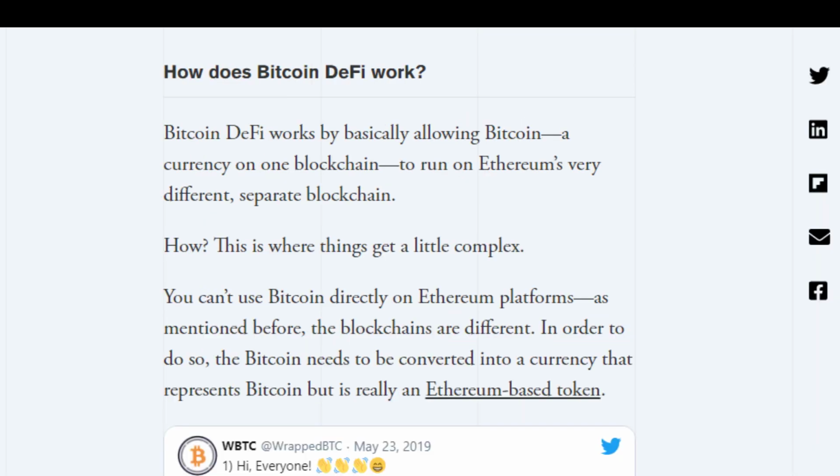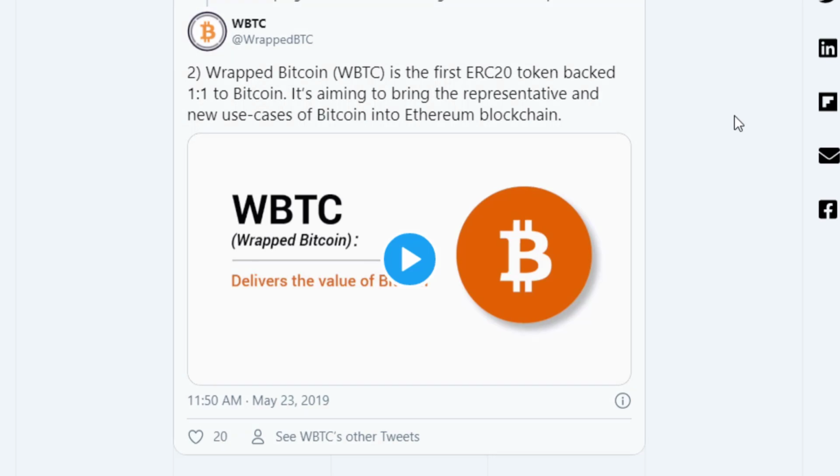So how does Bitcoin DeFi work? Well, you can't use Bitcoin directly on Ethereum. The blockchains are different. So in order to do so, your Bitcoin needs to be converted into a currency that represents Bitcoin, but is really an Ethereum-based token. So that is wrapped Bitcoin. Wrapped Bitcoin is the first ERC-20 token backed one-to-one to Bitcoin.